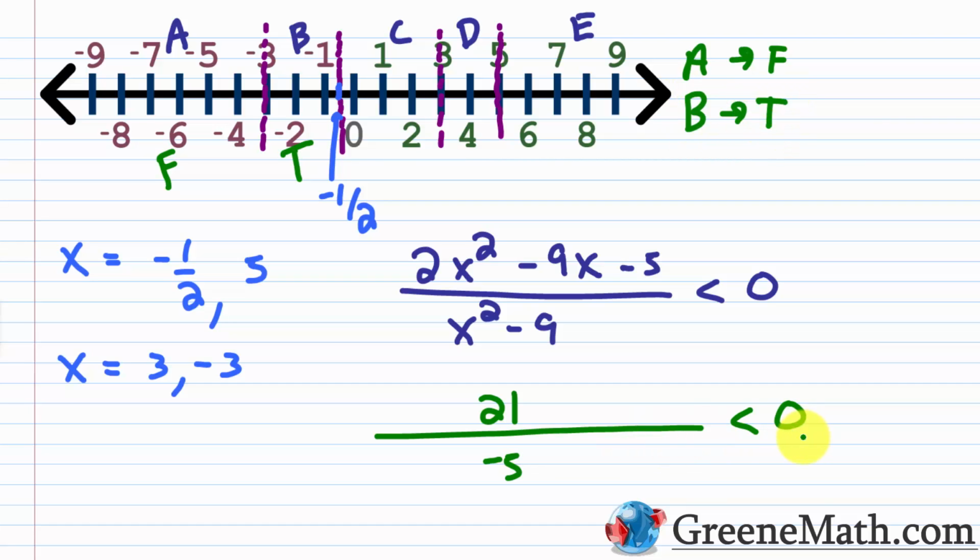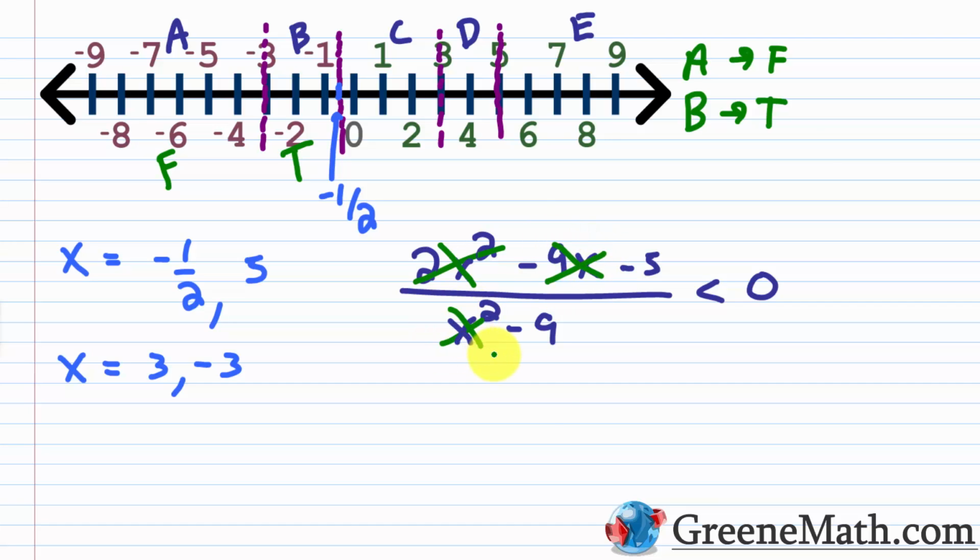Okay, so this works. All right, for interval C, let's pick 0. If I plugged in a 0 for x, this would be gone, this would be gone, and this would be gone. You would have -5 over -9. Well, negative over negative is positive, and that's not less than 0. So in interval C, it's false, it does not work.